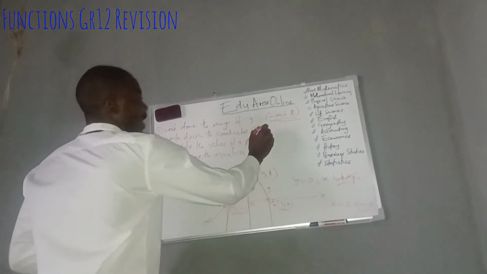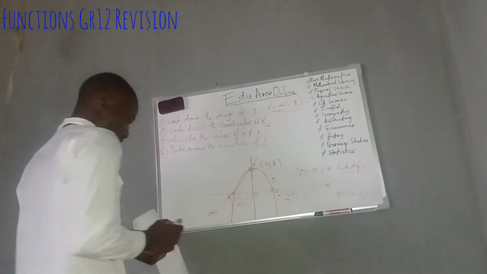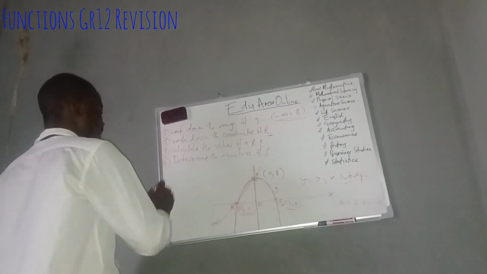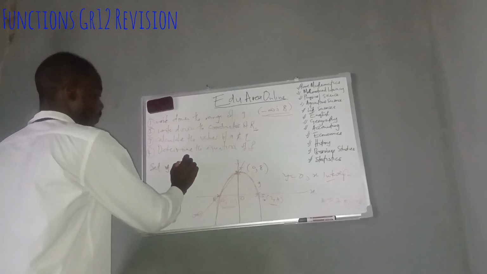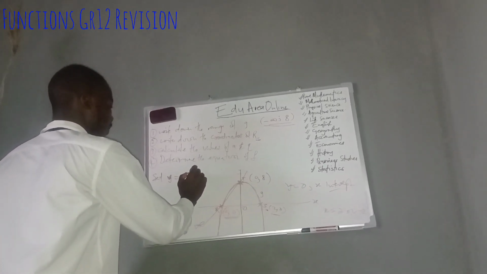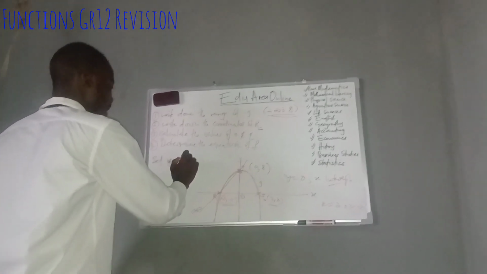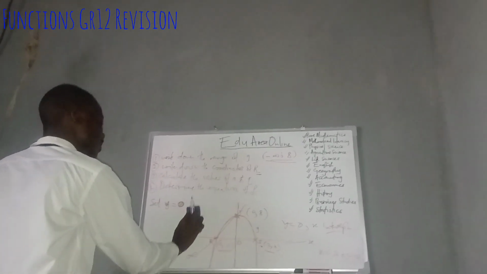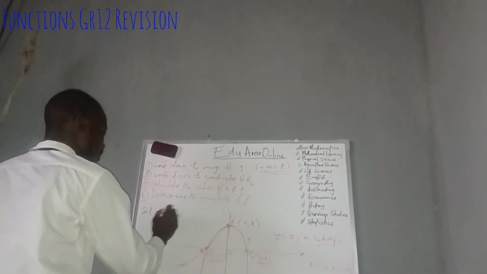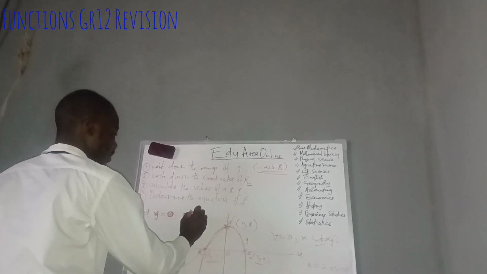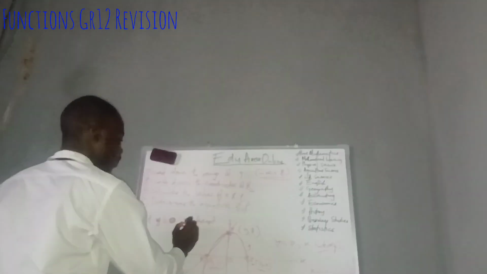And the coordinates of R. How do we find the coordinates of R? We set y equals to 0 to find the x-intercept, and we set x equals to 0 to find the y-intercept. So when we are finding the x-intercept, we find two values.